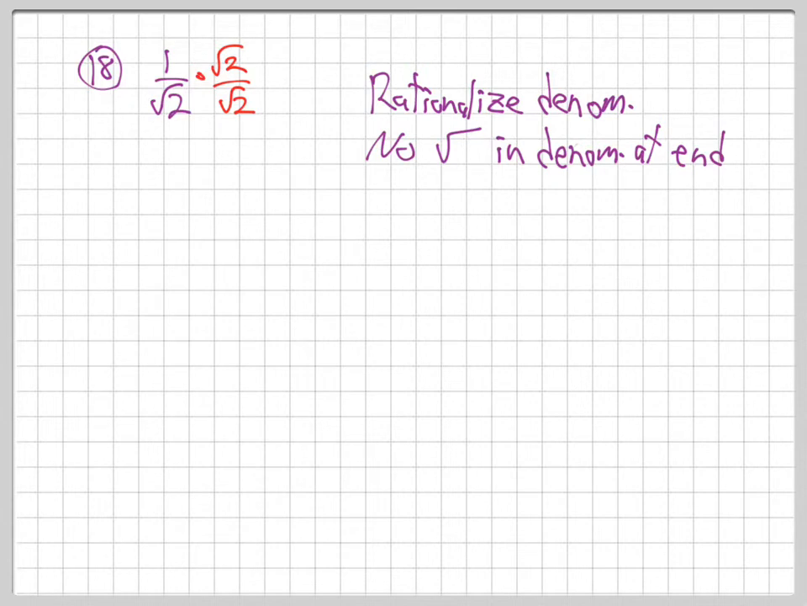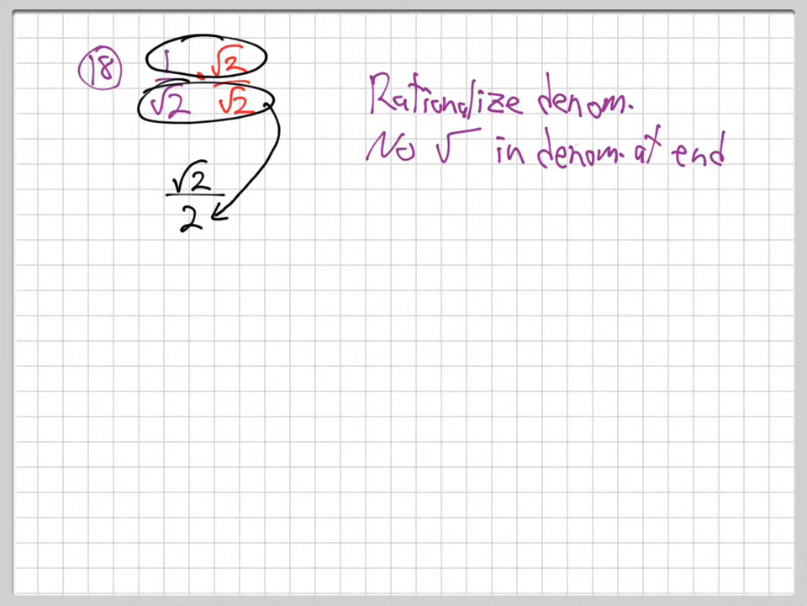Okay, now how do you do it? You just go straight on the top. 1 times root 2 is just root 2. And you go straight on the bottom. Root 2, what's root 2 times root 2? Do you realize it's going to go straight to plain 2? Do you see that? Let me help with that. Root 2 times root 2 is the root of 4, and what's the square root of 4?